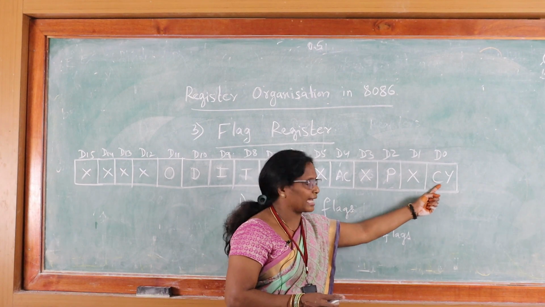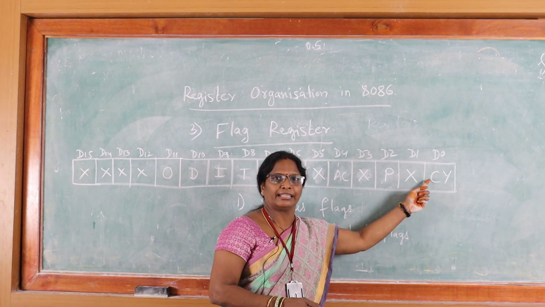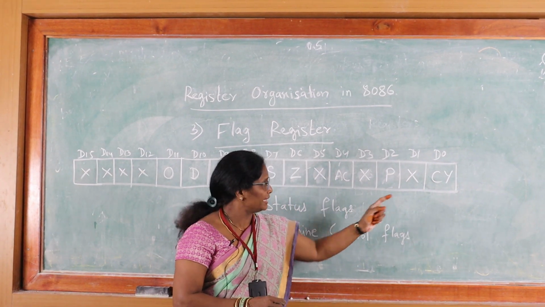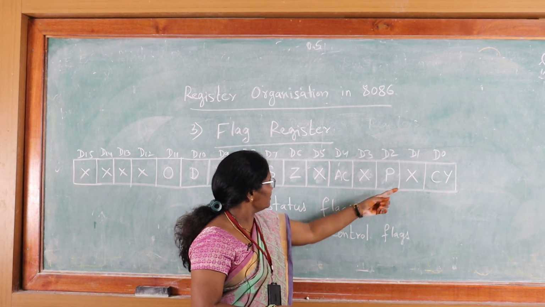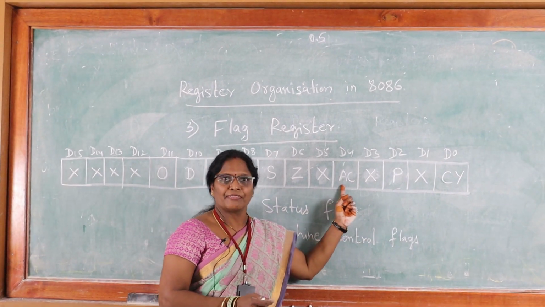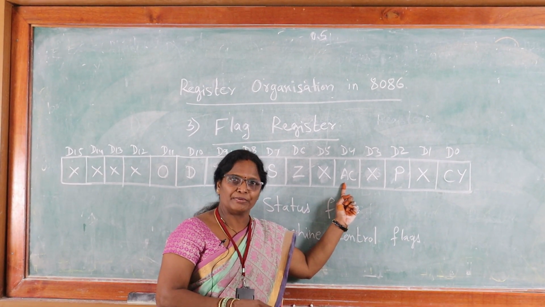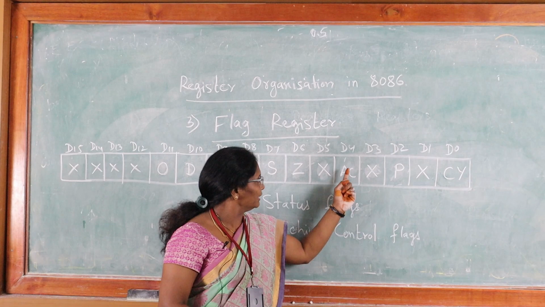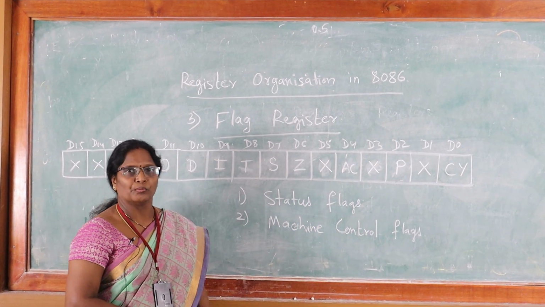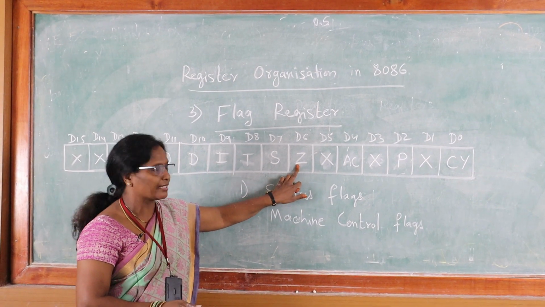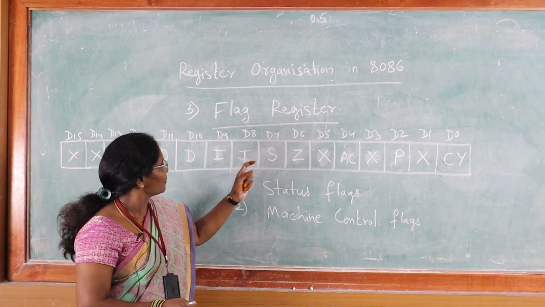The first one is the carry flag. If a carry is generated after an addition operation, then this flag is in the set state, otherwise it is in the reset state. Similarly, the auxiliary carry flag. When a carry is generated from the lower nibble to the higher nibble in an addition operation, then this flag is in the set state. If the result of the operation is 0, then the zero flag is in the set state, otherwise it is in the reset state.